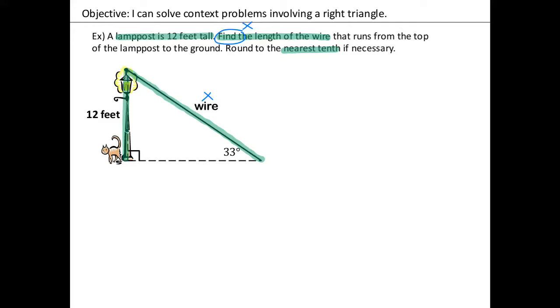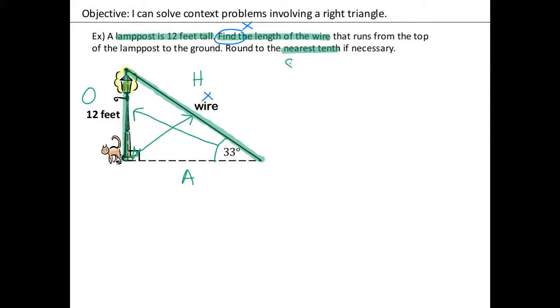All right. Now that I know where my variable is, I have to do just like we did for prior knowledge. Go label the sides as O, A, and H. So here's my angle. Across the angle, is that the O, the A, or the H? O. Good. Across the 90 is which letter? H, which leaves us with A down here.